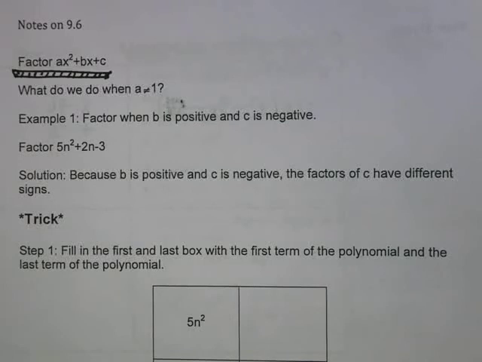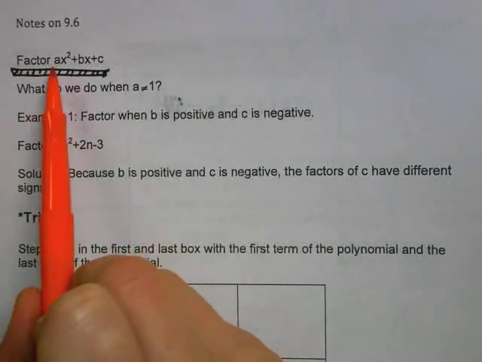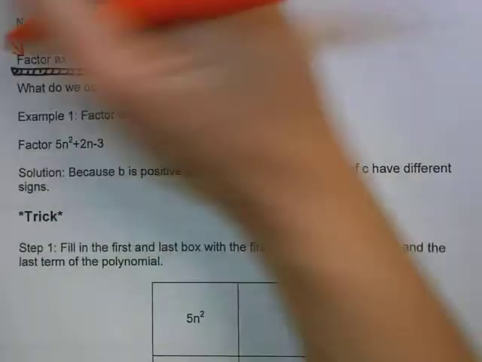They're notes on 9-6. Hooray! Well, last section notes for chapter 9 anyway. Okay, so here's the deal. We have our ax squared plus bx plus c, just like we've been doing. The directions are to factor, just like we've been doing.